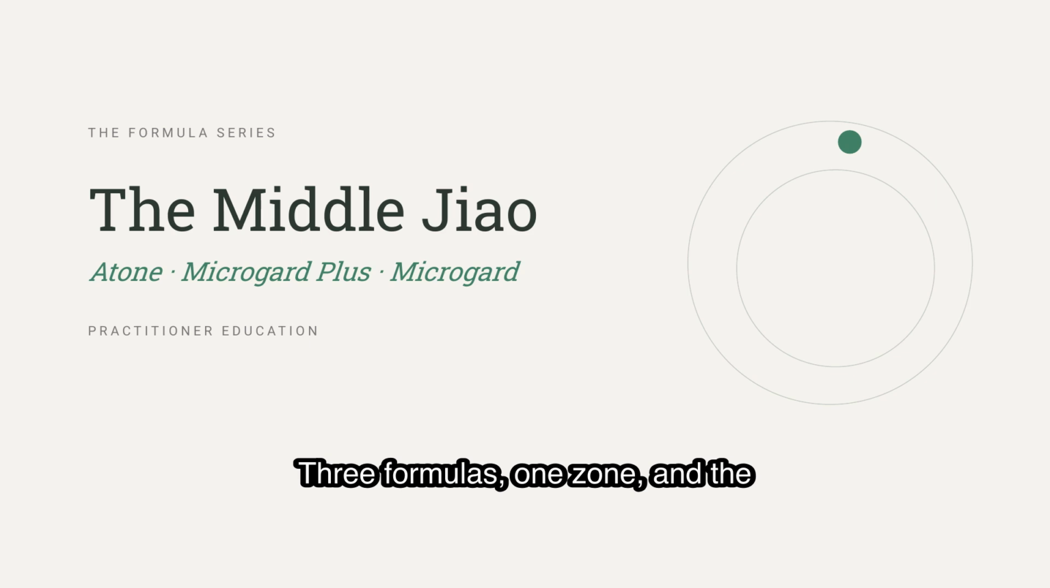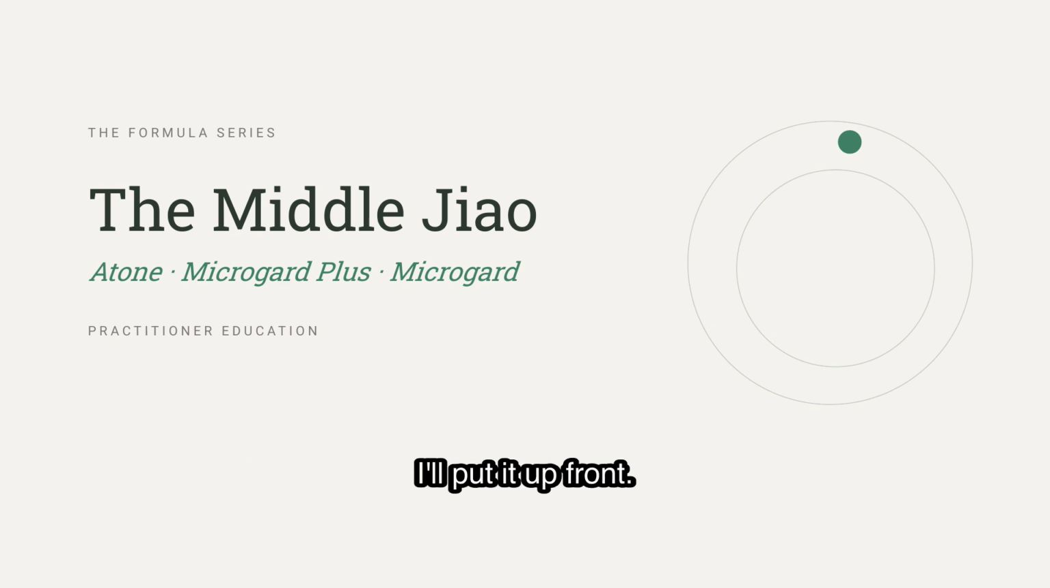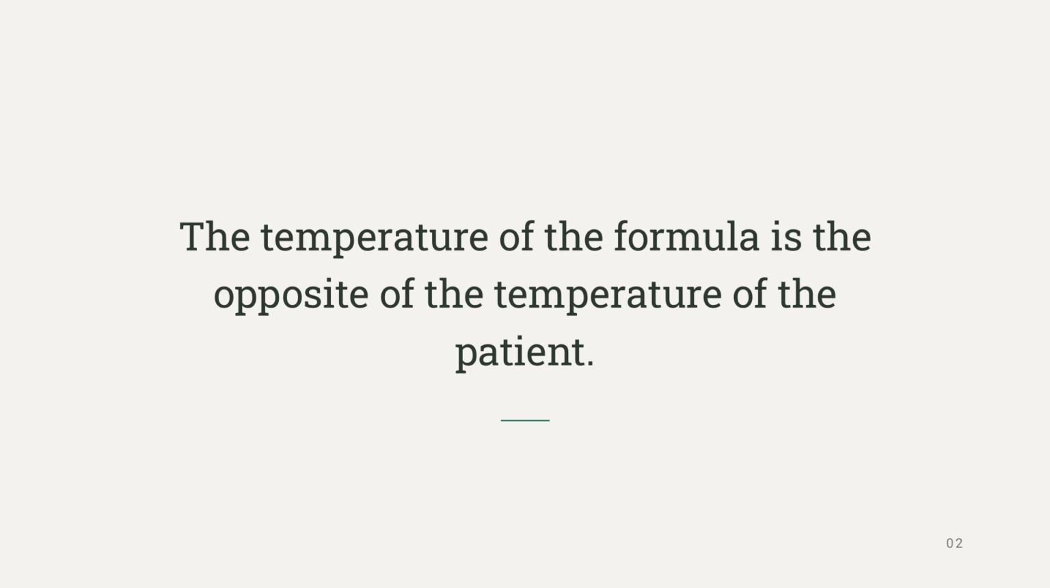3 formulas, 1 zone, and the same question in every intake. Which one? This is the gut microbiome, the middle Jiao, and there's a wrinkle in this zone that catches almost everybody, including practitioners. I'll put it up front. Here it is because everything else depends on it.